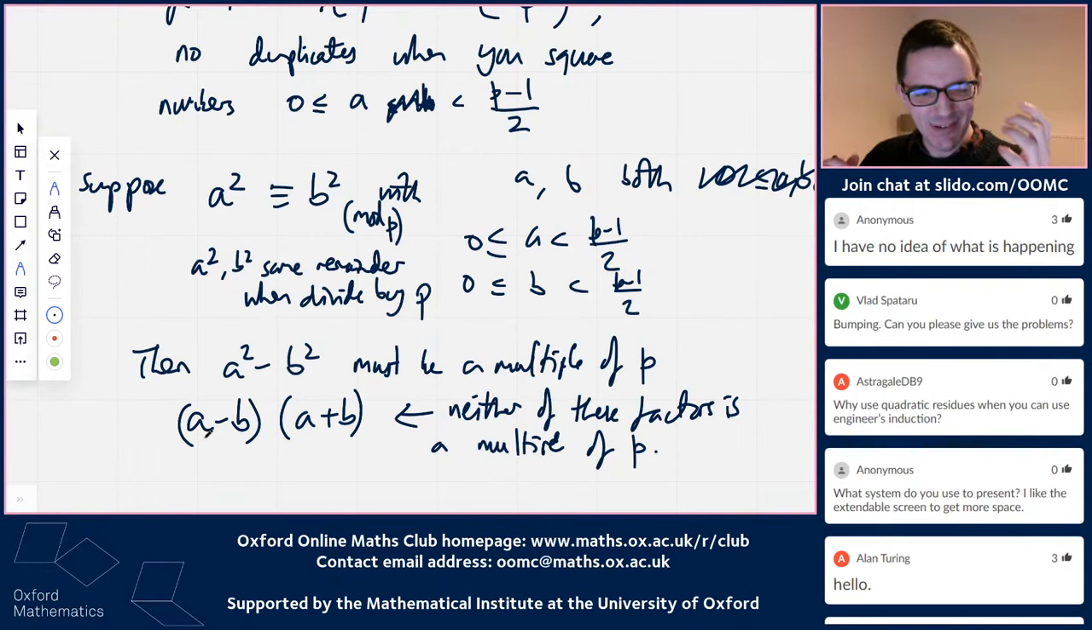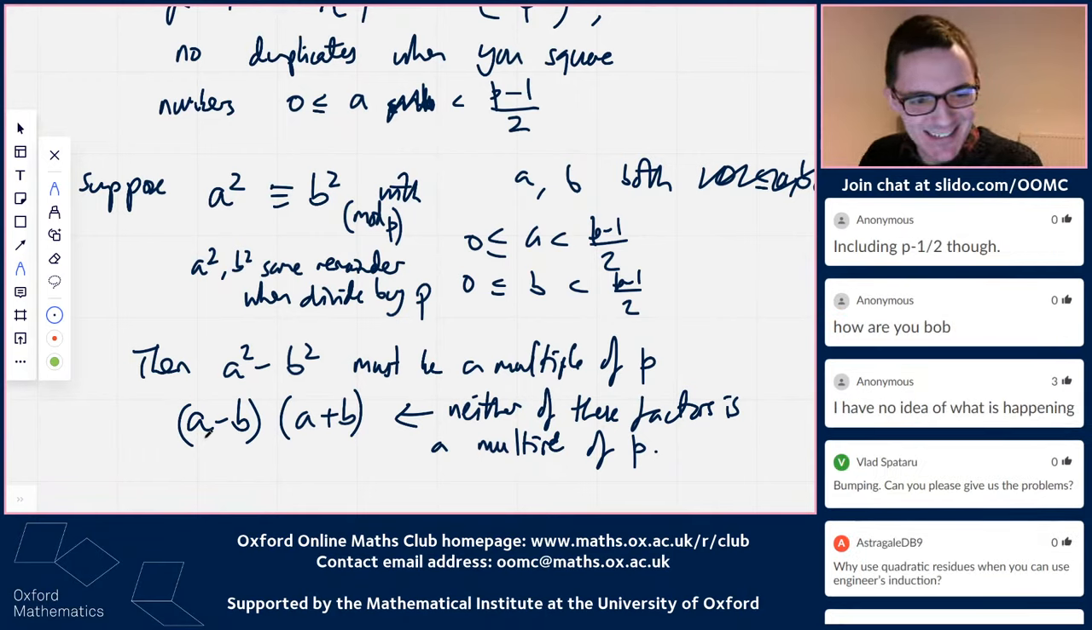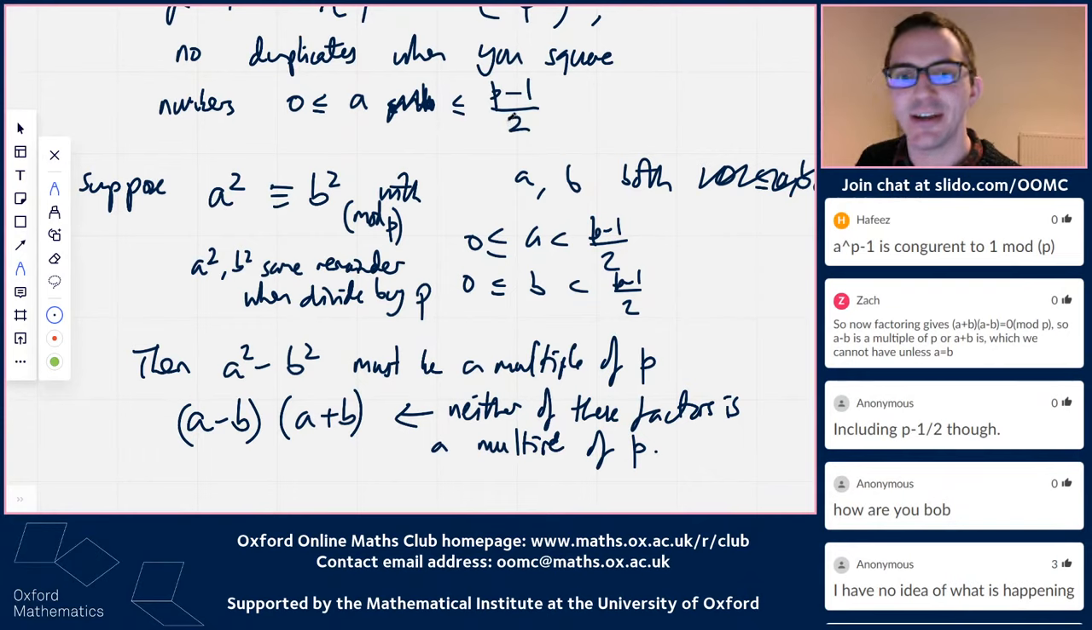On the one hand, p is supposed to be one of the prime factors of this number, but on the other hand, it's not one of the factors of either of these factors. So something's gone wrong. So these are different. Oh, and Anonymous in chat has helpfully pointed out that I can actually include p minus 1 over 2 in this argument. Yeah, okay. These are still different.